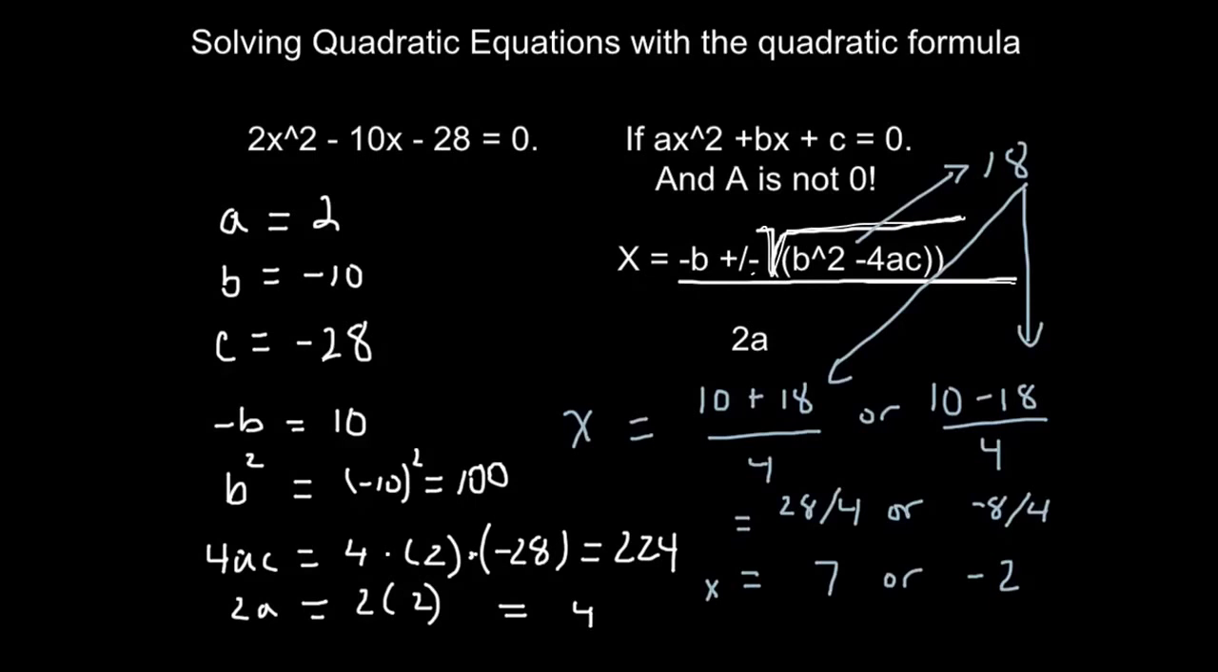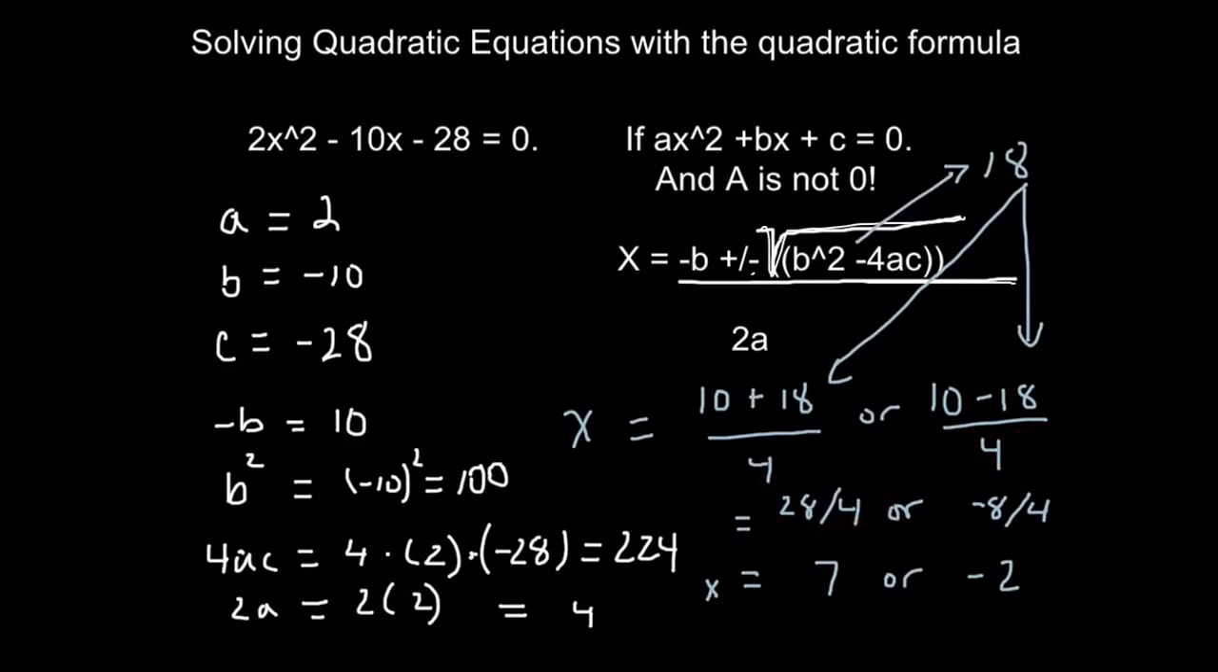Okay, so hopefully we know we got 18. We're talking about negative b, which we know is actually 10. B is negative 10, so negative b is going to be positive 10 plus 18, all over 2a, which is 4, because it's 2 times 2. Then negative b minus 18 all over 2a, which is, again, 4.